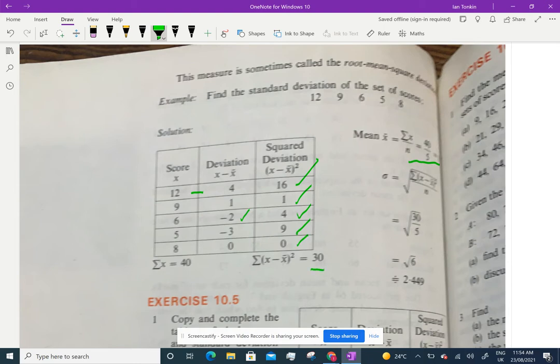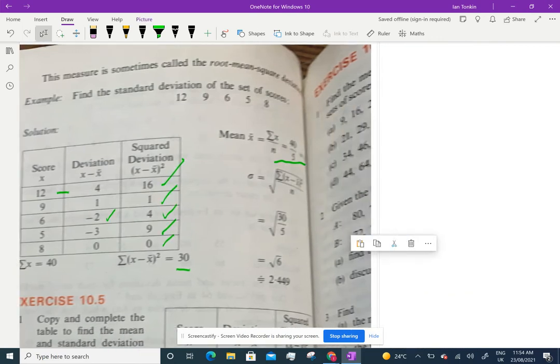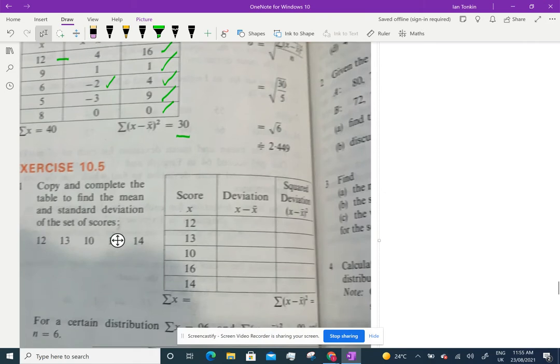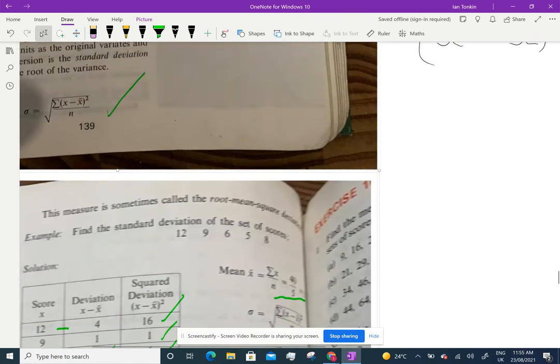30 divided by how many scores? 5. That'll give you the variance. If you did 30 divided by 5, the variance is 6. But you want that not in squared units, so you square root it and you get 2.49. That is how we calculate standard deviation.